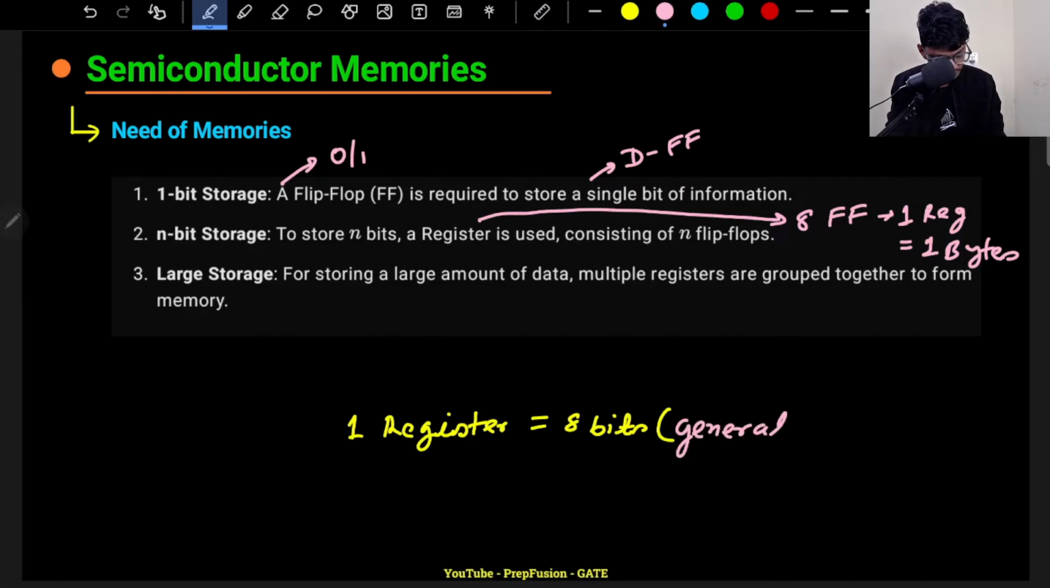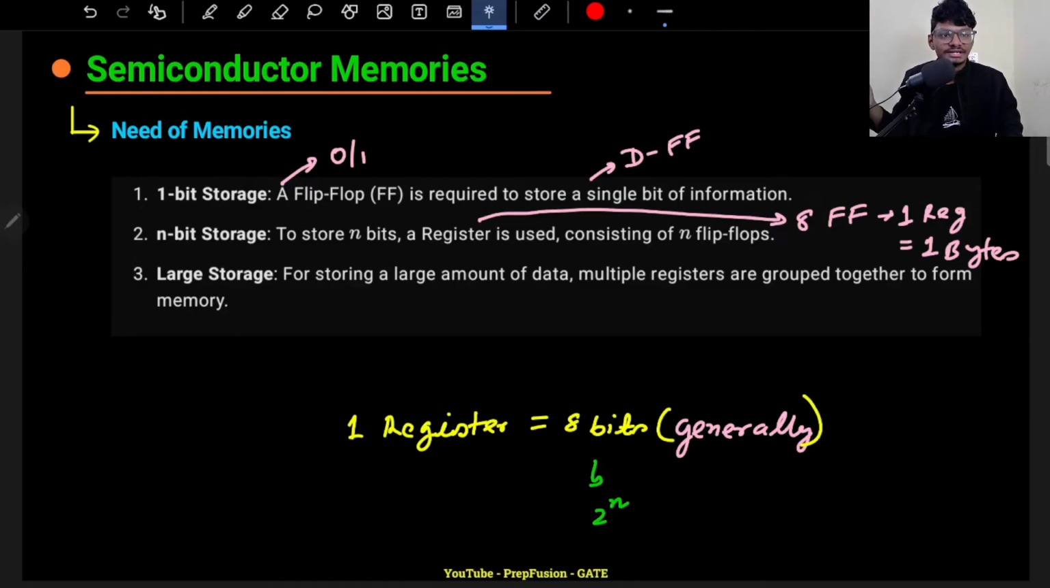But one thing is for sure, it will always be a power of 2. It will not be anything that is not a power of 2. That is what you have to understand. Obviously we don't store just 8 bits. We store megabytes, gigabytes, and terabytes of data, so we use large storage. For storing a large amount of data, multiple registers are grouped together to form a memory. Obviously, if you group things together, it becomes easier to form the memory.